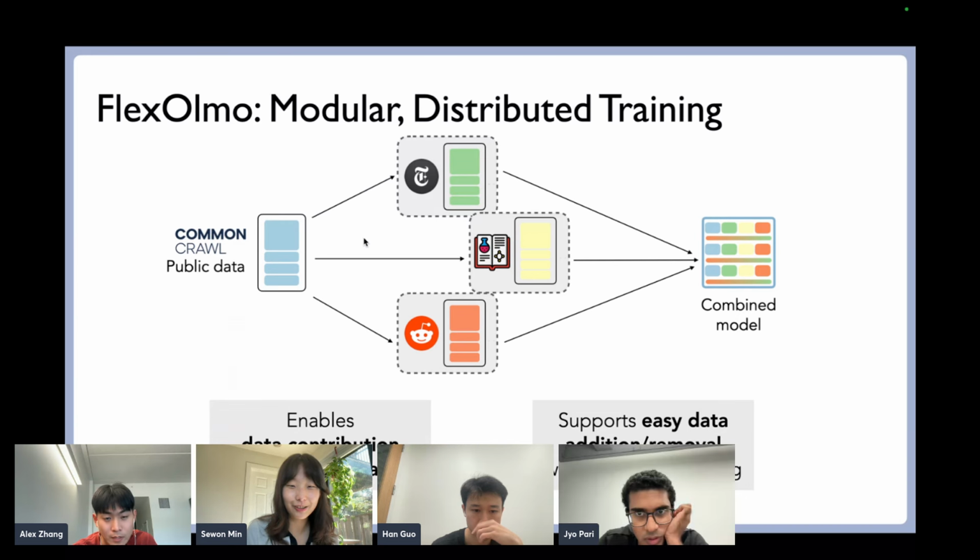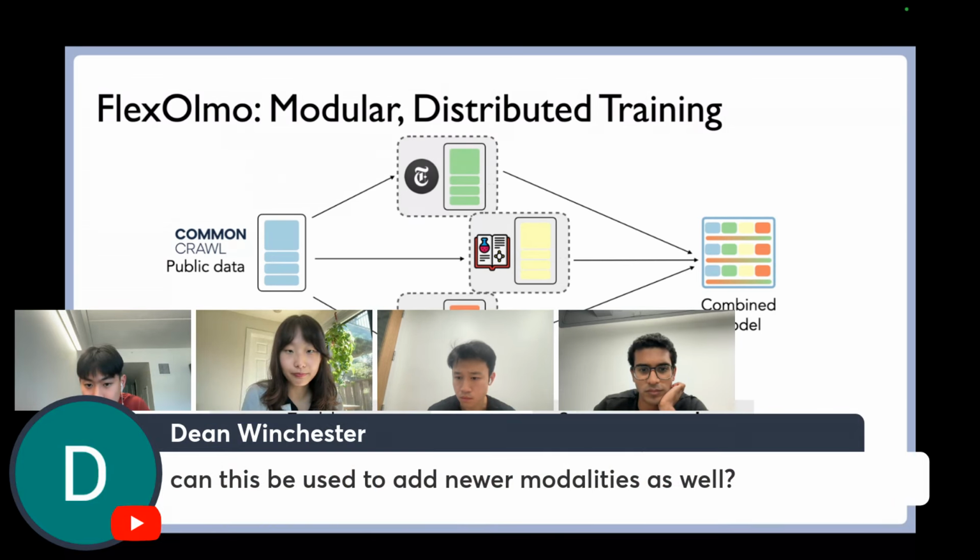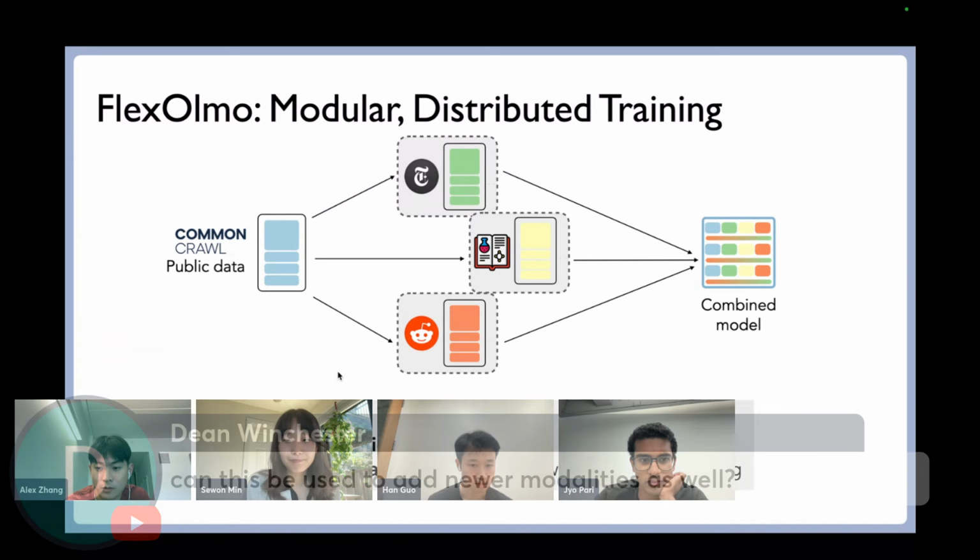Are these two features clear? Yeah, I think there was a question in the chat, okay. Which is, can this framework basically be used to add other modalities into this model?